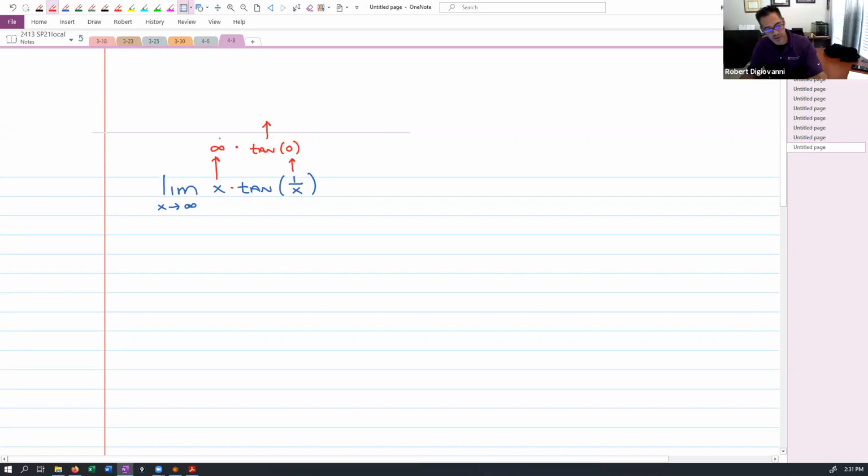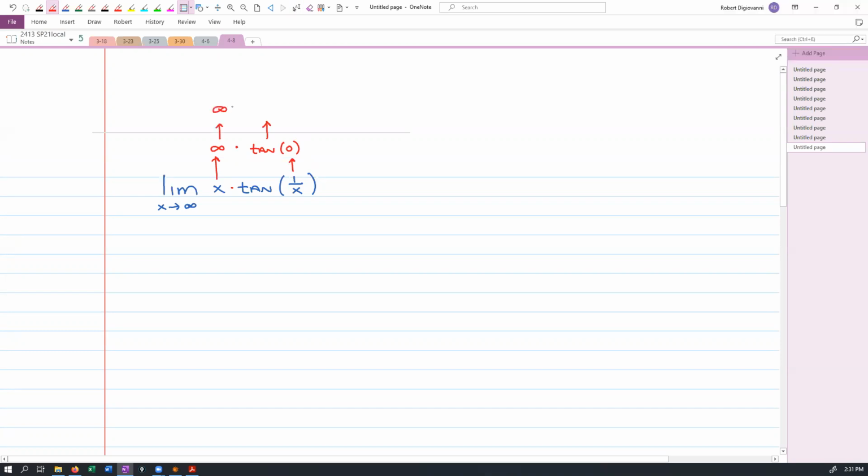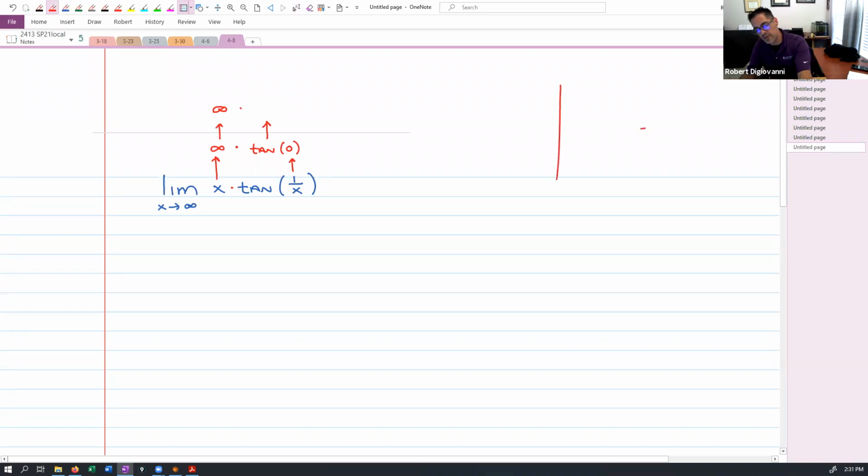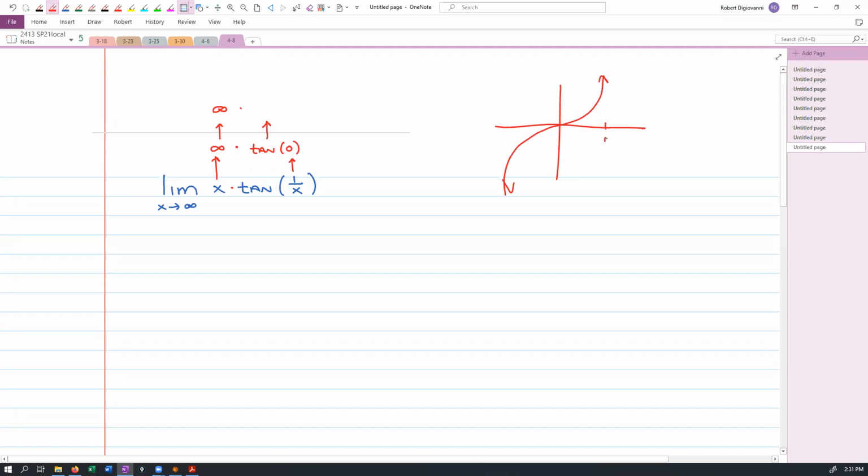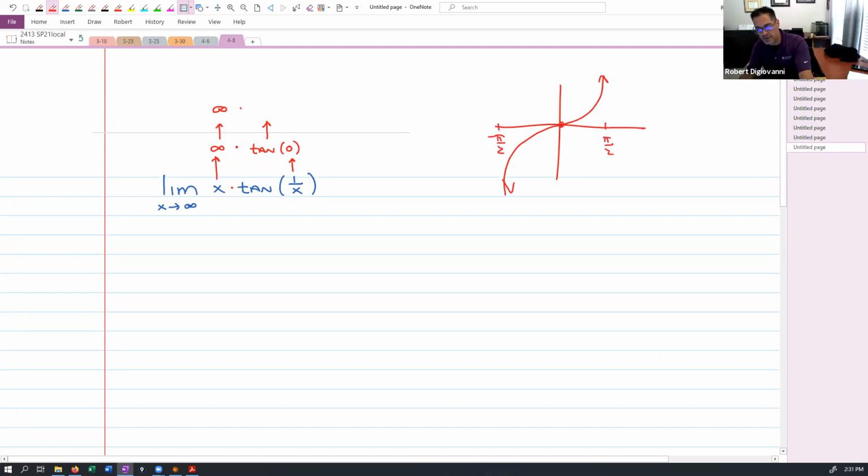And what is tangent of 0? Remember the tangent function looks like this. 0, pi over 2 here and negative pi over 2 here. So at 0, it's 0. So this is headed to 0. Okay, I just said an important word. I said headed to 0 because we're taking a limit. And when you take a limit, you never actually get to the places you're going.